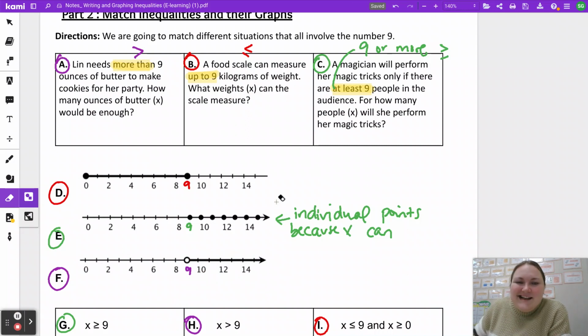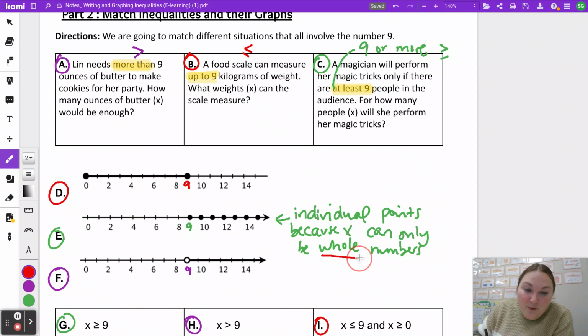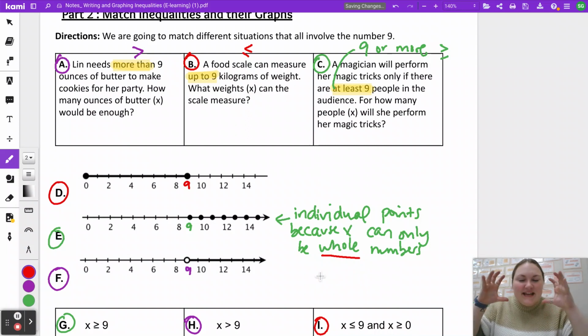Why is E not colored in? Well, if we go to the story, we are describing numbers X can be, and X represents the number of people in the audience. Why am I not coloring in everything? I'm doing these individual points because X can only be whole numbers. It's been a while since we saw this word, whole numbers. Whole numbers is what it sounds like. It's complete numbers, not fractions or decimals or parts of numbers.